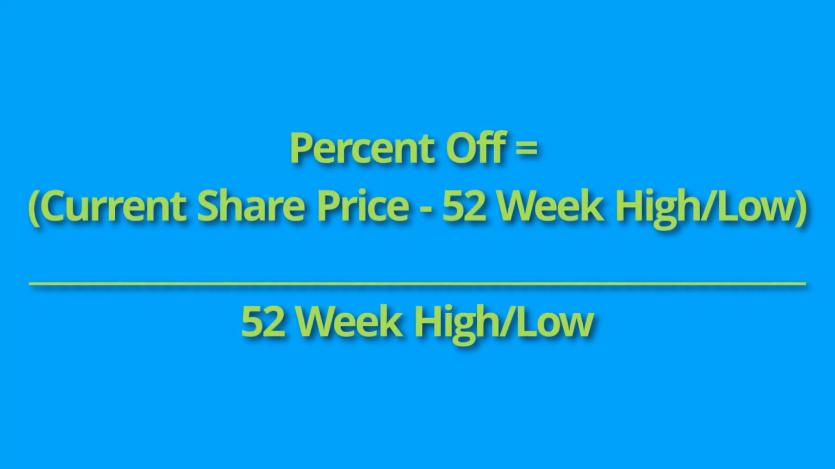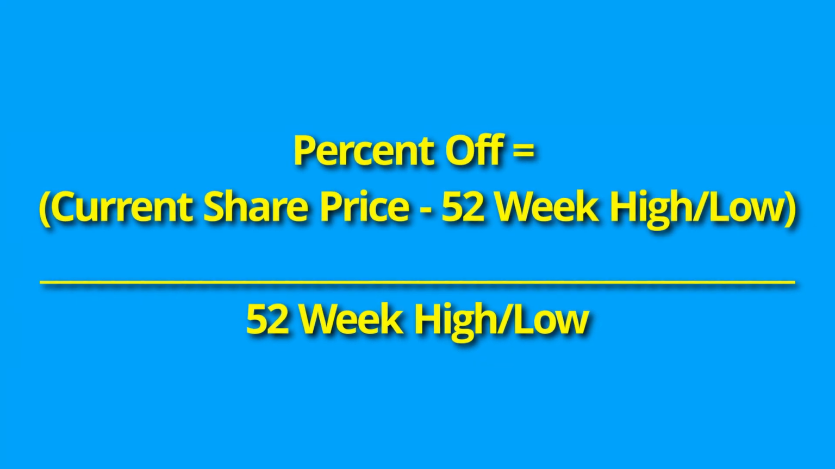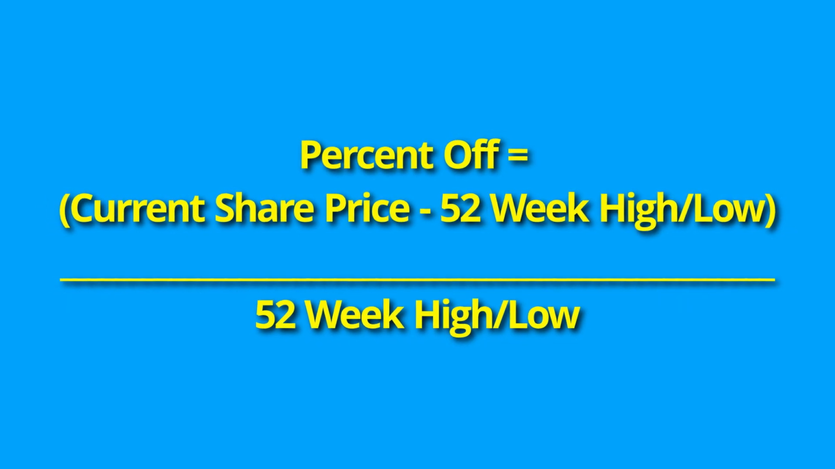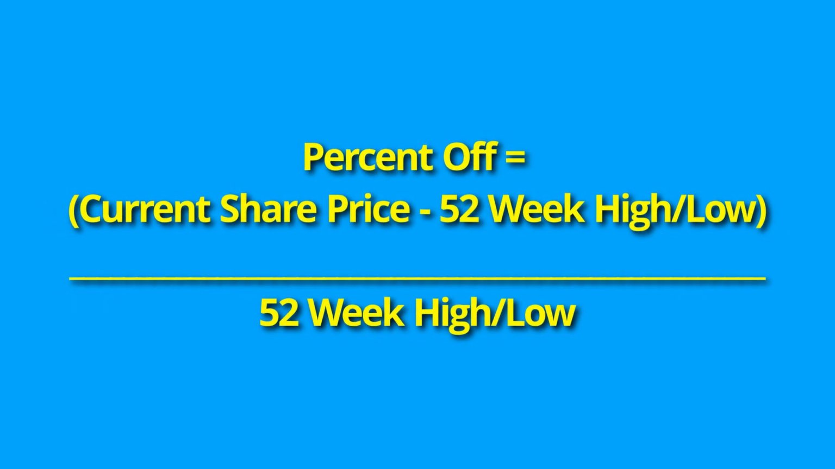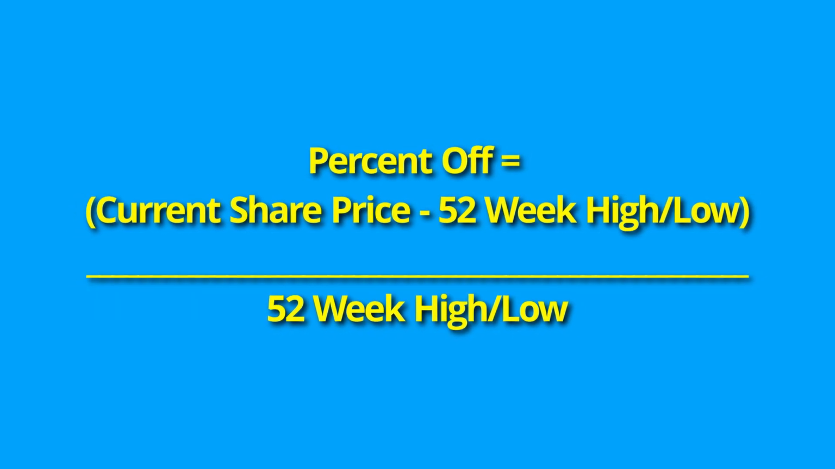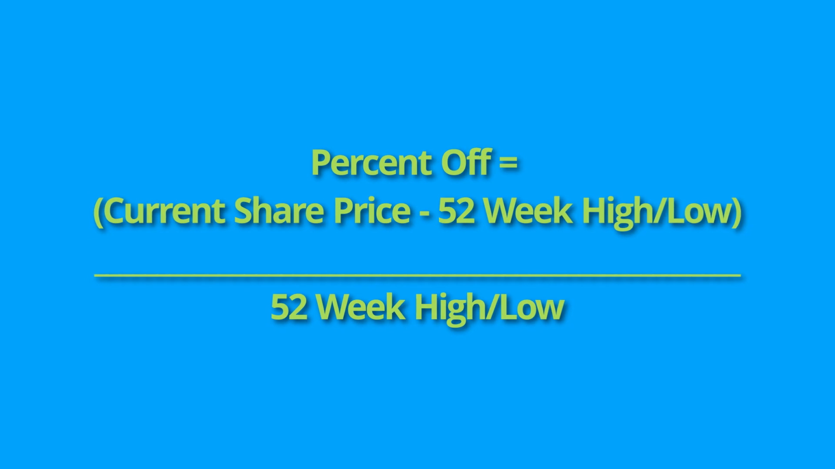This fundamental metric can also be used to calculate the percentage off of the 52-week high or low, which explains where the current share price is relative to key events over the past 52 weeks. In order to calculate the percentage off, you're going to take the current share price and subtract it from either the 52-week high or the 52-week low, and then you're going to divide it by that same number, the 52-week high or 52-week low respectively, and then you're going to multiply by 100.